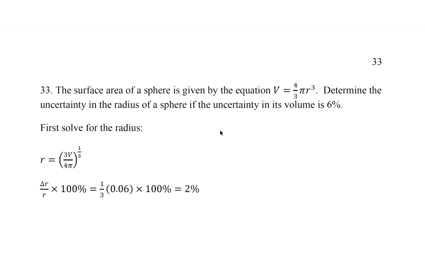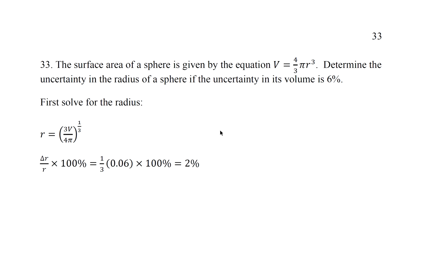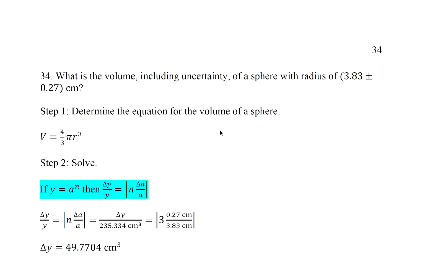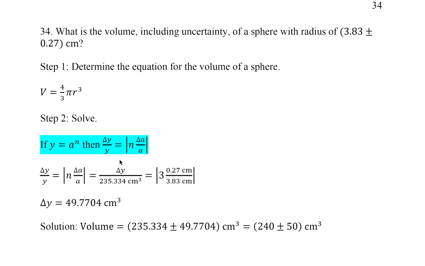Question 33. The volume of a sphere is given by the equation V equals 4/3 pi r cubed. Determine the uncertainty in the radius of a sphere if the uncertainty in its volume is 6%. So first step, solve for the radius. Second step, just use the equation in blue that I've given you previously about exponents. Which is this equation here. So this equation here is going to be used for question 33 and 32.